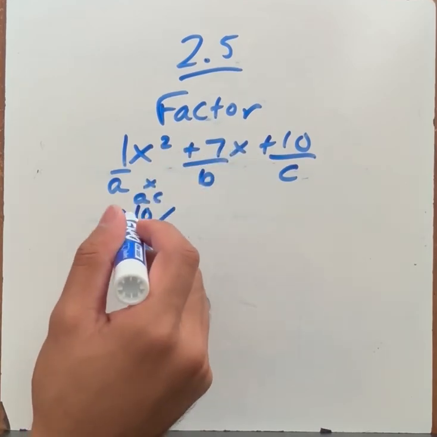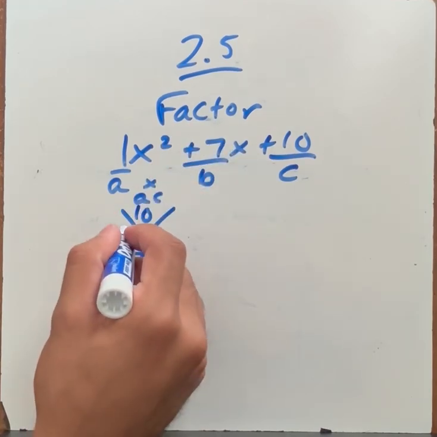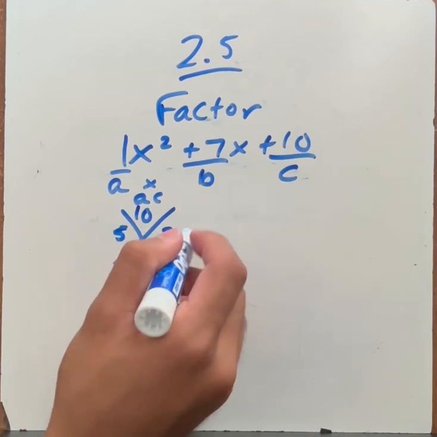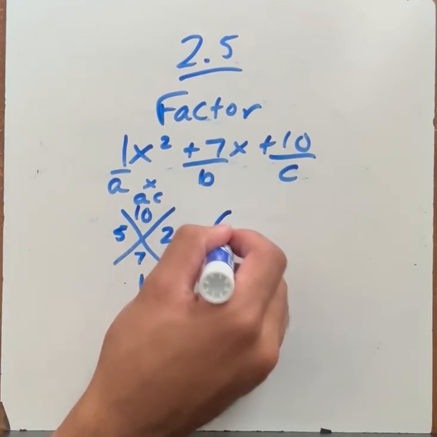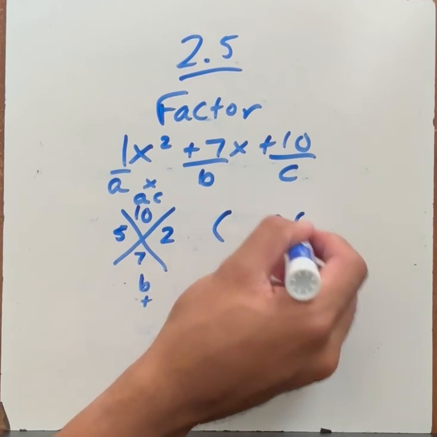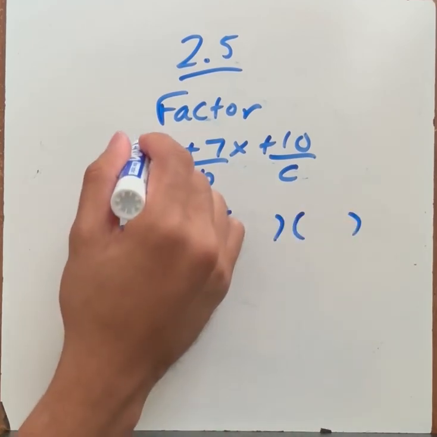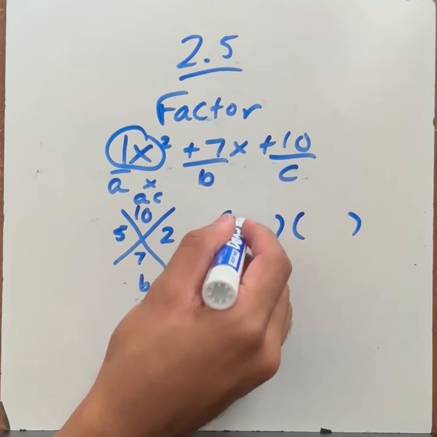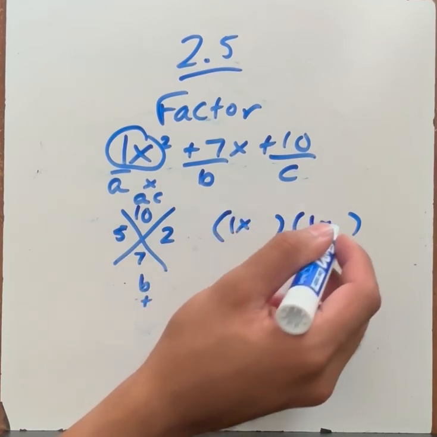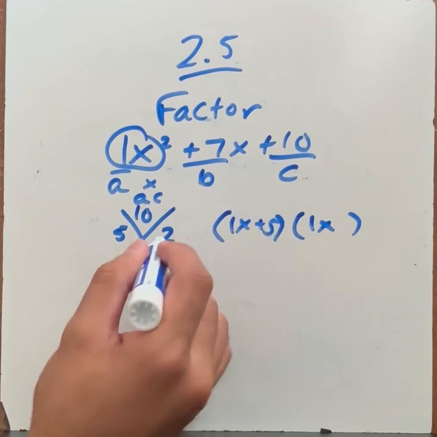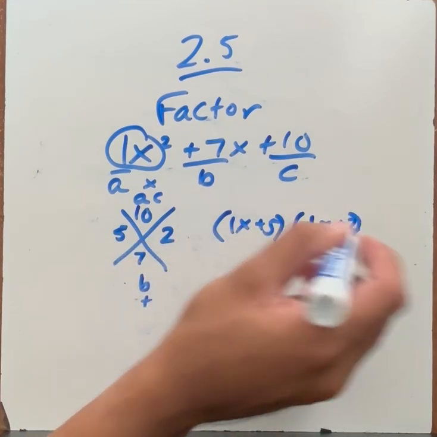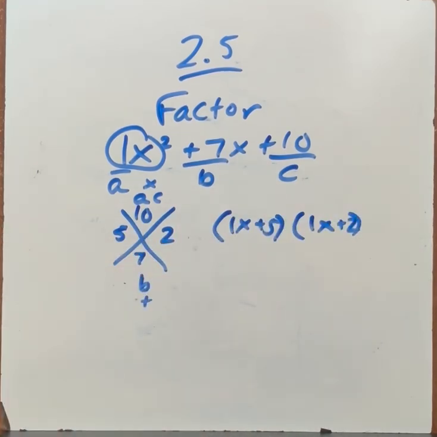So what are two numbers that multiply to make 10 and add to make 7? That would be 5 and 2. So plugging into some parentheses, we plug the 1x term into here and here. We'll put the plus 5 into here and the plus 2 into here, and that's your answer.